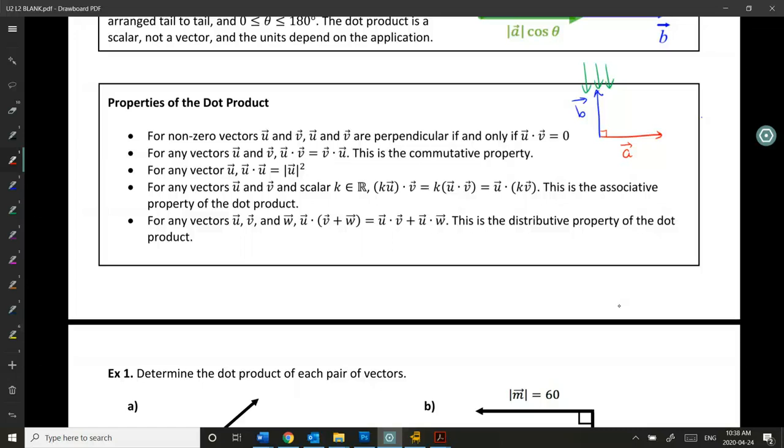Okay, and then let's say I had three vectors, u, v, w. This is kind of like a distributive property, and it says that if I do u dot (v plus w), it's actually equal to u dot v plus u dot w.